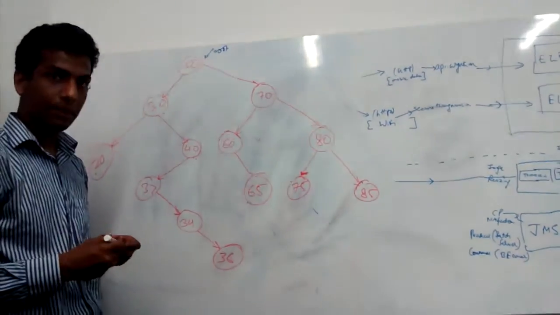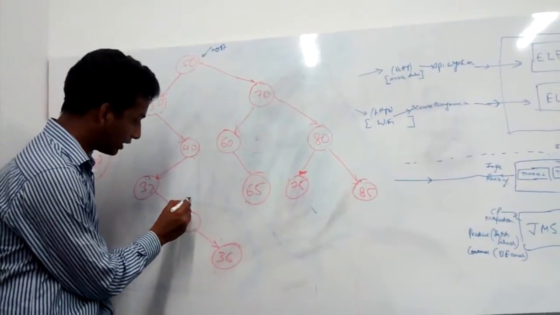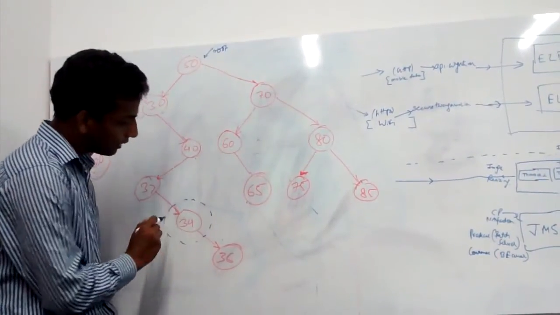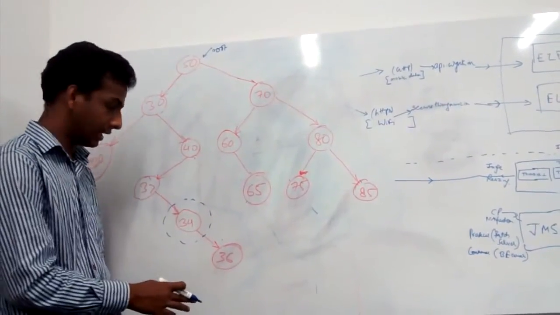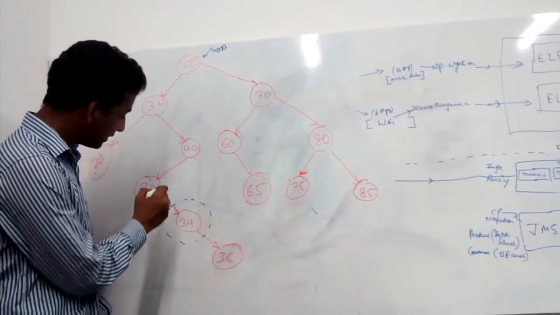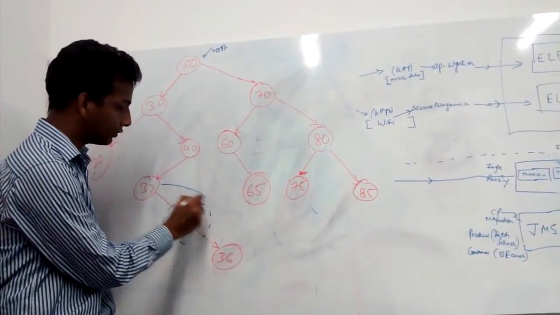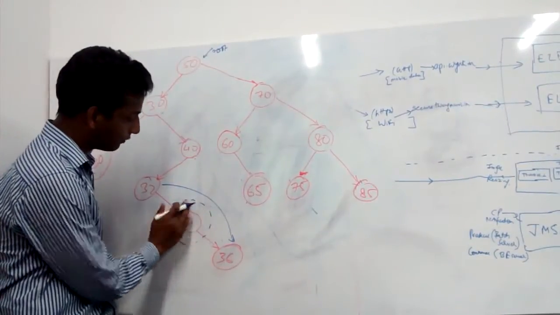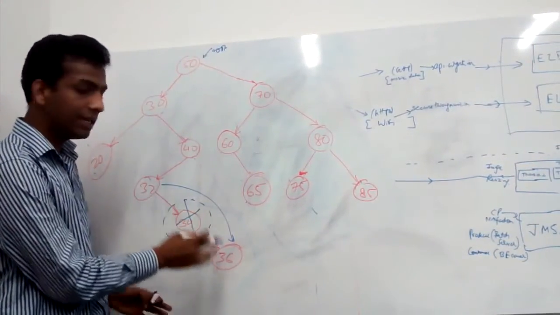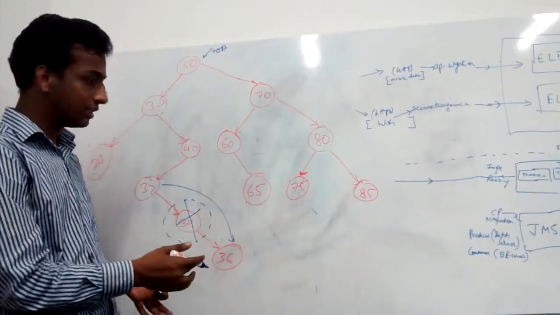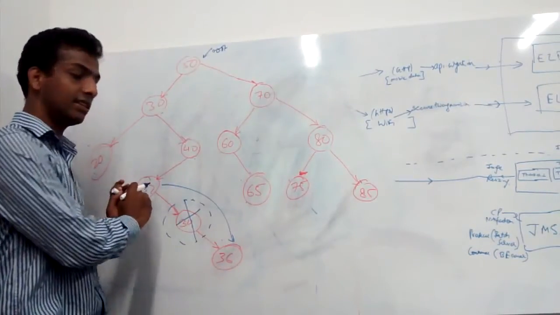Let's take another example where we are deleting node 34. This also has one child. We can simply make 36 the right child of 32 and remove 34. This still maintains the binary search tree property because 36 is greater than 32.